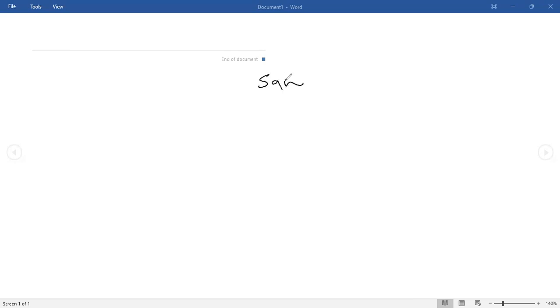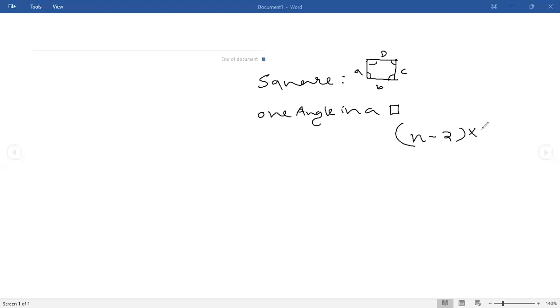Okay, find out the answer for a square. For a square, 4 sides are equal: A, B, C, D. What will be one angle in a square? The equation is n minus 2 into 180 divided by n, right? Sir, 90. Yes, 90 is the answer.